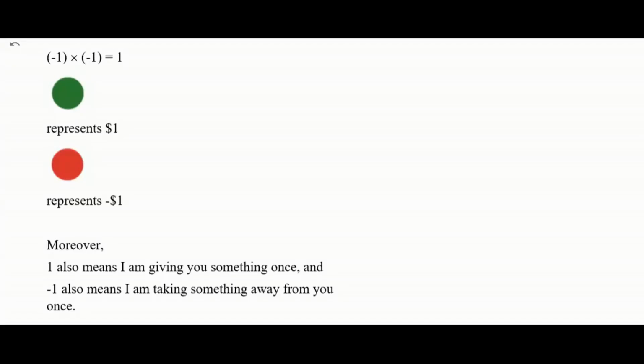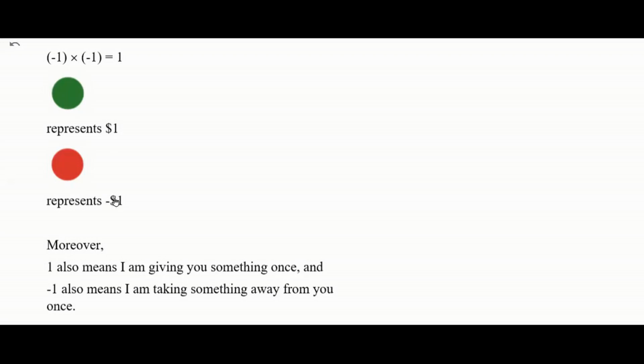So in this video, we will try to explain why -1 times -1 is 1. So let's make sure we understand a few things. The first -1 refers to either a green dot, which represents $1, or the red dot, which represents a -$1.